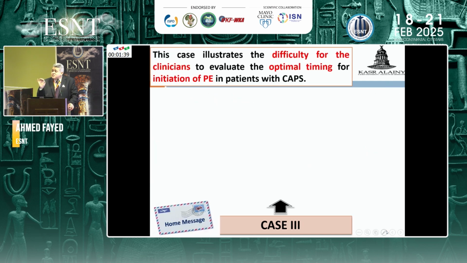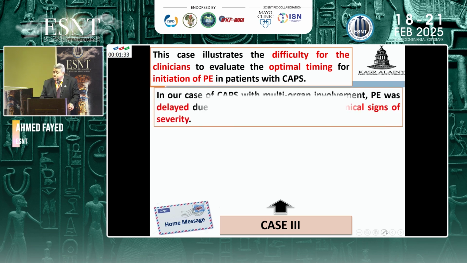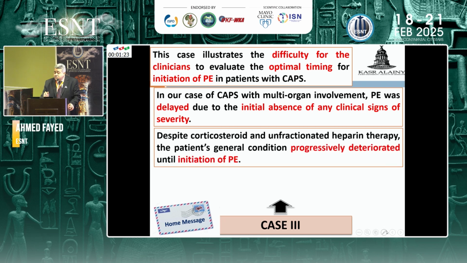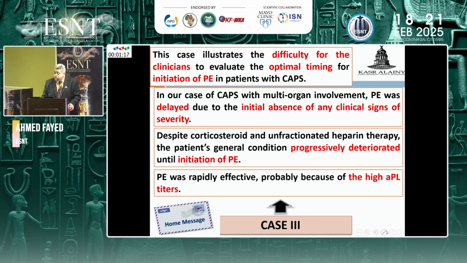This case illustrates the difficulty for the clinician of choosing the optimal time for starting plasma exchange in CAPS. In our case, despite the multi-organ system involvement, plasma exchange was delayed due to the absence of any clinical severity and the negative fragmented RBCs. Despite the corticosteroid and unfractionated heparin, the patient's general condition deteriorated, and plasma exchange was done because of the high titer of antiphospholipid antibody.